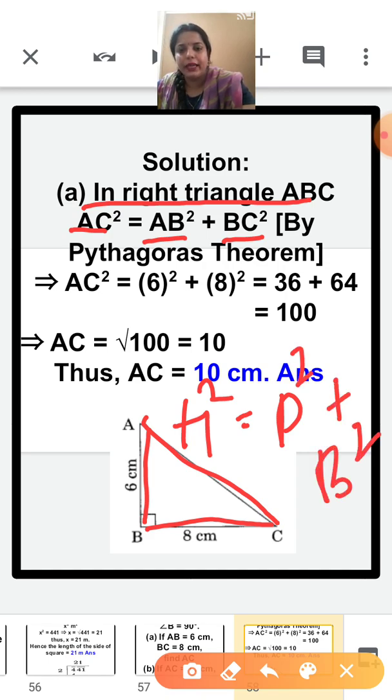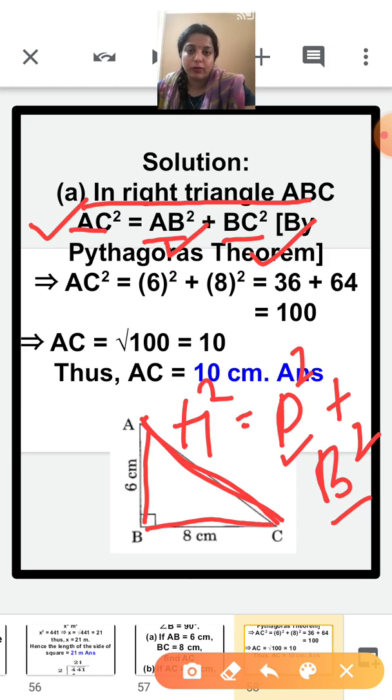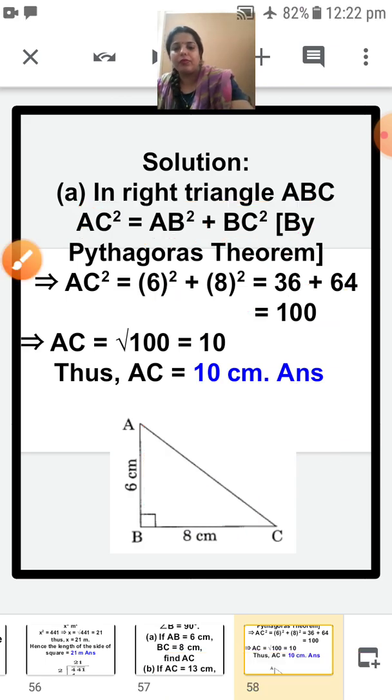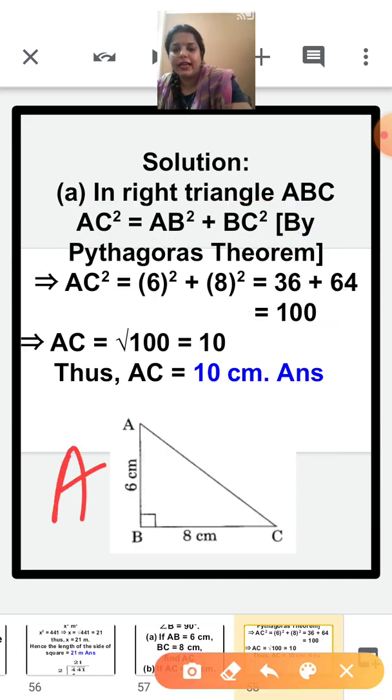So what is the hypotenuse? This is AC. What is the perpendicular? That is AB. And what is the base here? BC. So this is your Pythagoras theorem. Now put the values inside that. AB you are having 6 and BC is 8. So 6 square is 36, 8 square is 64. So 36 plus 64 is 100. Now we are having AC square equal to 100.